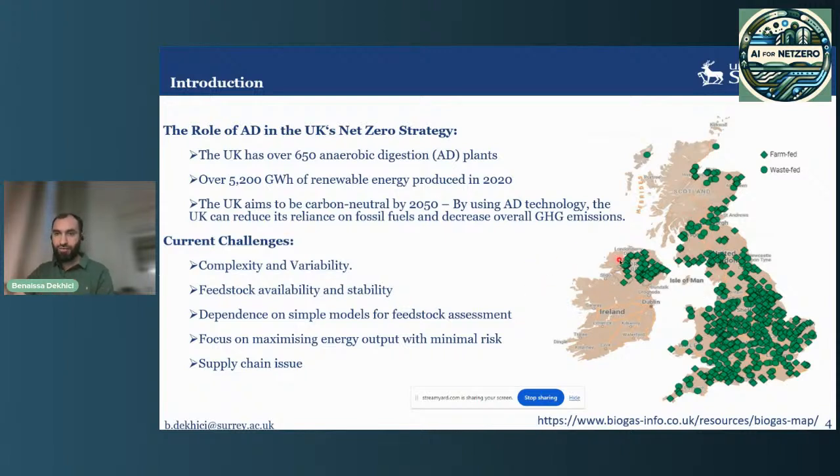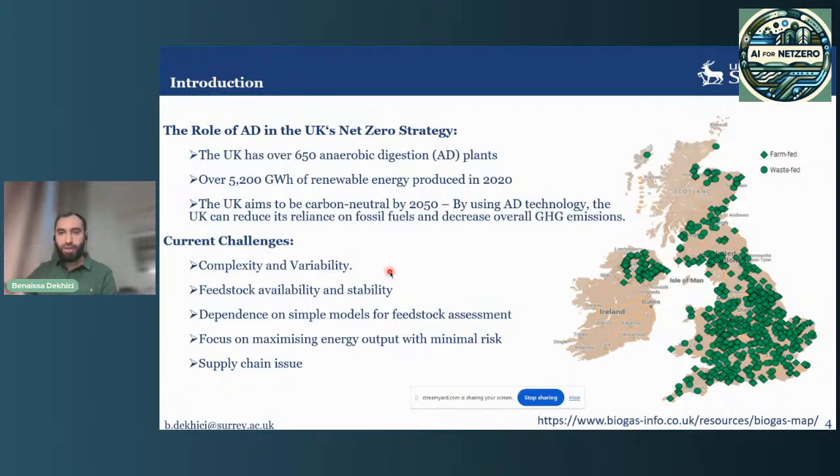So the UK has invested a lot in this technology in order to reach the net zero strategy, to be carbon free, of course. A huge amount of renewable energy has been produced from this kind of technology. Also, by using AD technology, the UK can reduce its reliance on fossil fuels and decrease the overall greenhouse gas emissions, which is really bad for climate change, of course.